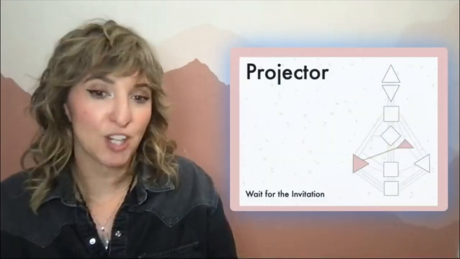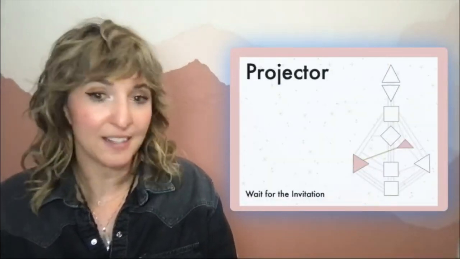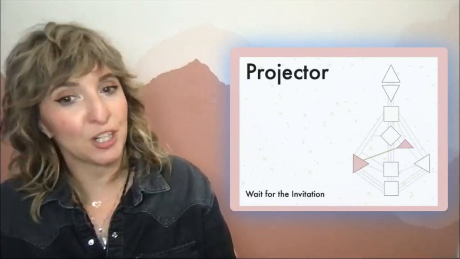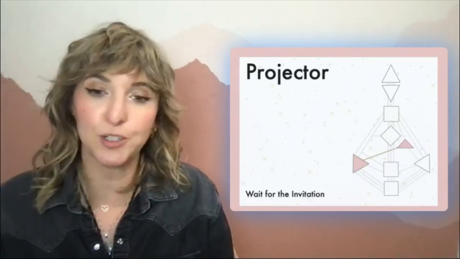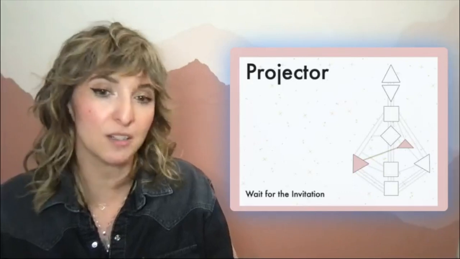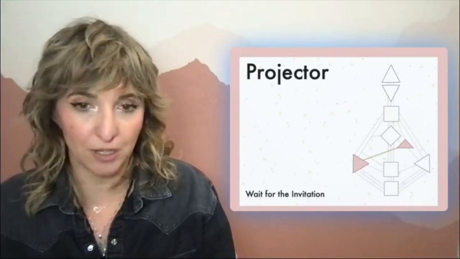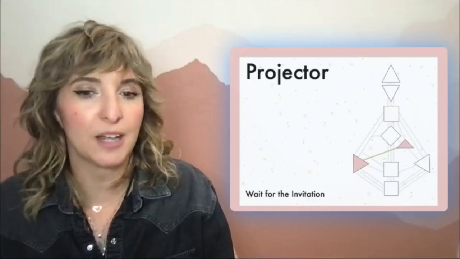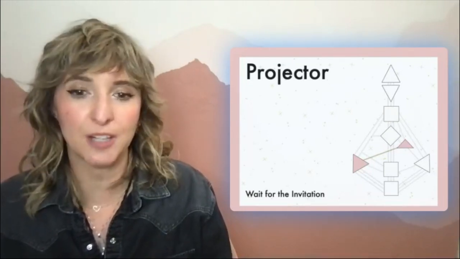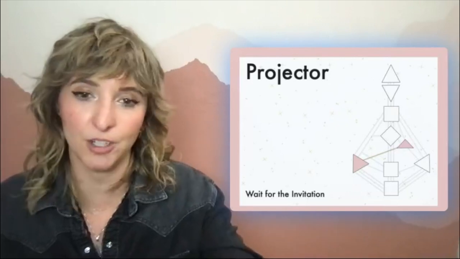All right, so we covered the generator aura type, which is, again, 70% of the population. And now we move on to the projectors, who are about 20% of the population. Projectors are very different than generators. As you can see, the sacral center is not defined. They are not considered.